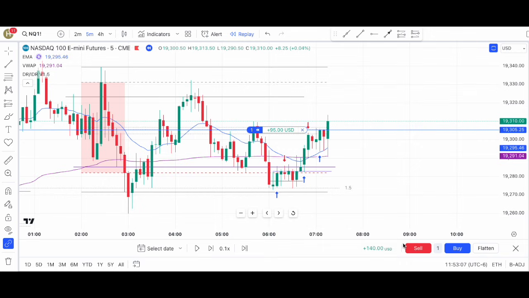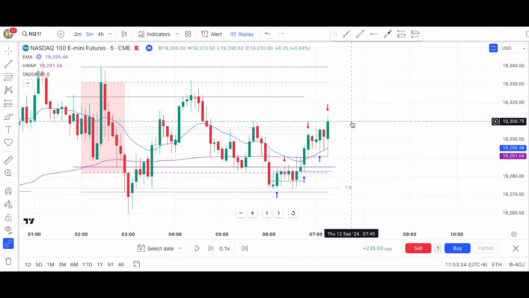So let's see, if we did 95 plus 140, that would be over my $200 goal. So actually, I do think I am going to flatten right here and be happy with this goal with 235. Okay, we'll continue on to see what happens, because I do think it probably is going to keep going up. But let's see.